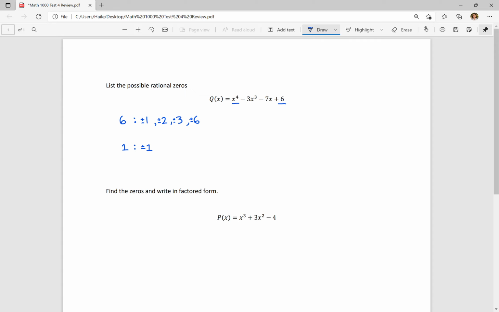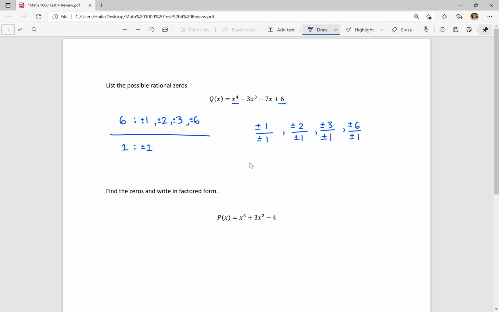So the way that we get our possible rational zeros is we just take everything in the top row over everything in the bottom row in every single combination. So we can have plus or minus 1 divided by plus or minus 1. We can have plus or minus 2 divided by plus or minus 1. Plus or minus 3 divided by plus or minus 1, and plus or minus 6 divided by plus or minus 1. So all we have left to do now is just simplify these fractions.